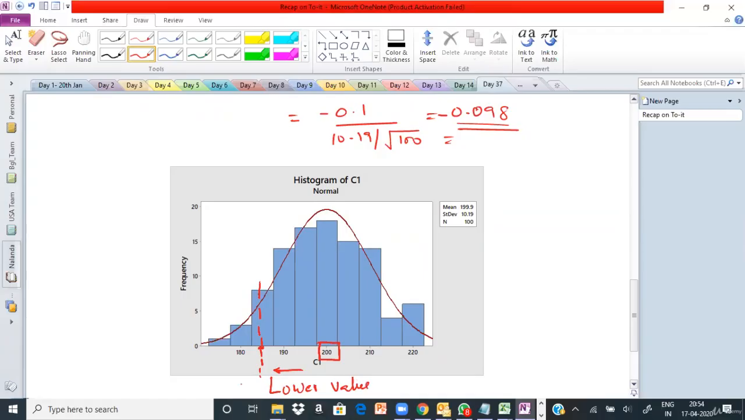What is the lower value of Z? For alpha equal to 5%, this value is going to be minus 1.96. See guys, in this picture, you have the values not converted into Z, whereas I am talking about this one converted into 1.96.